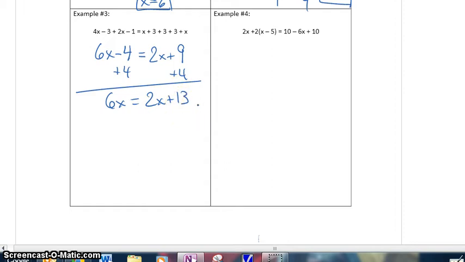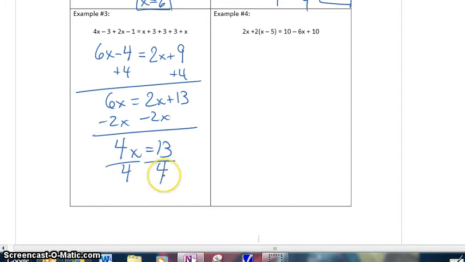Now I'm going to subtract 2x. Okay, no crying on me because the answer is a fraction. Fractions are numbers too. If we have been modeling these things appropriately, just fine. When you see that 4 divided by 4 becomes 1, 1x equals that fraction, 13 over 4.